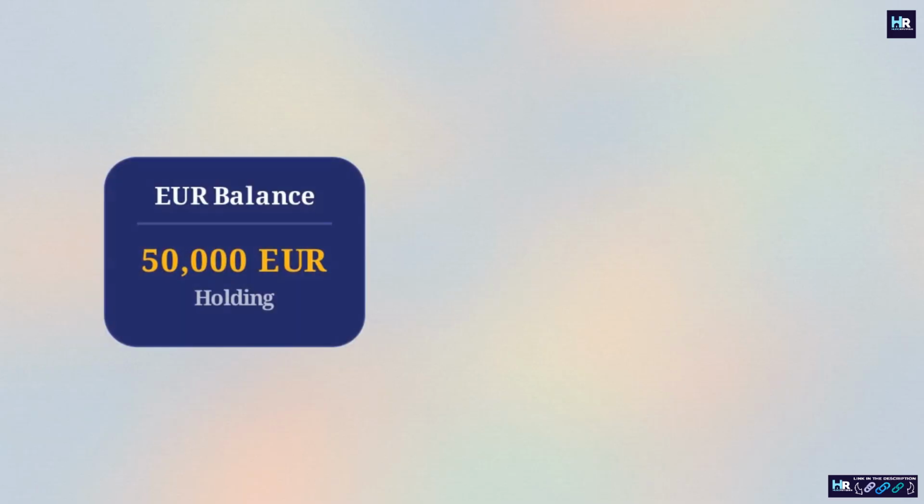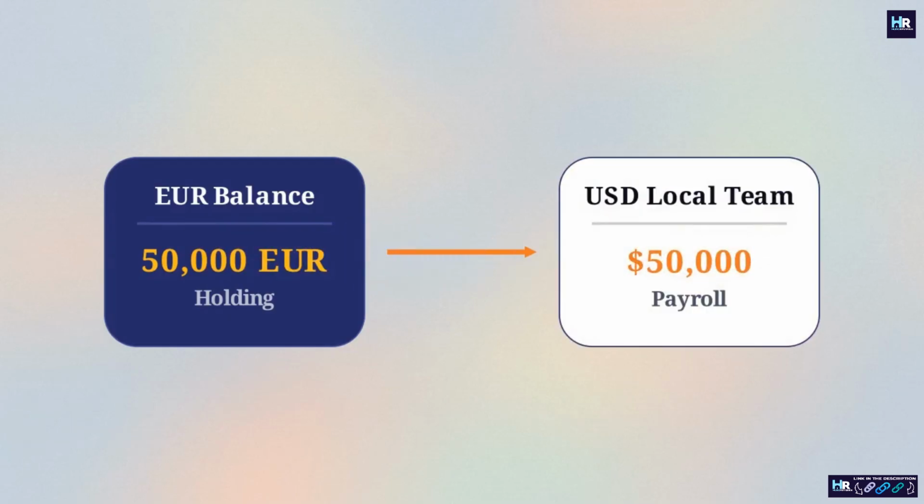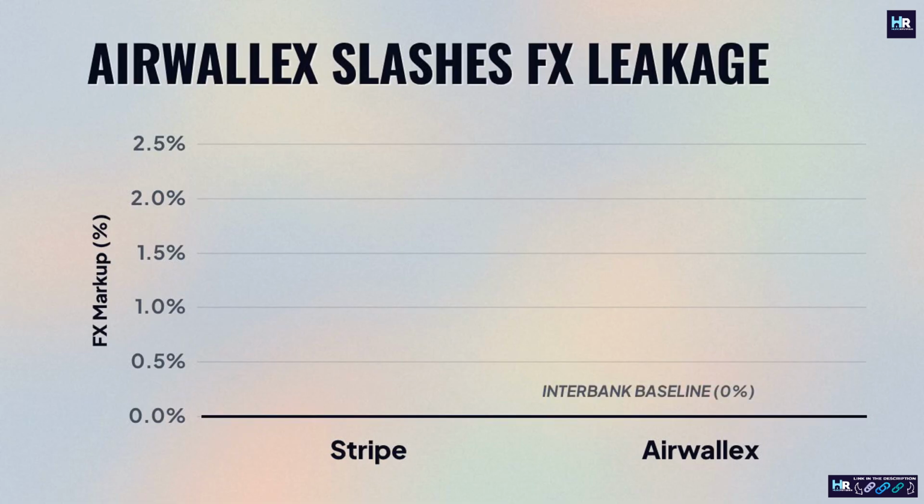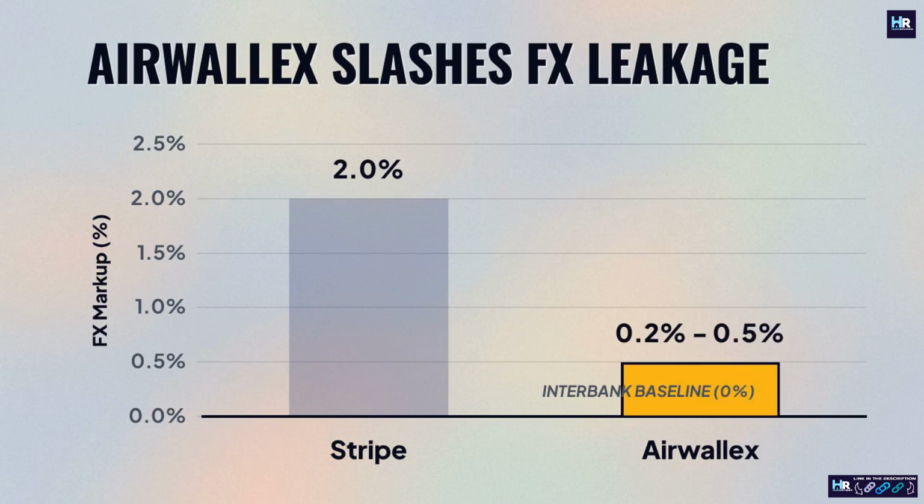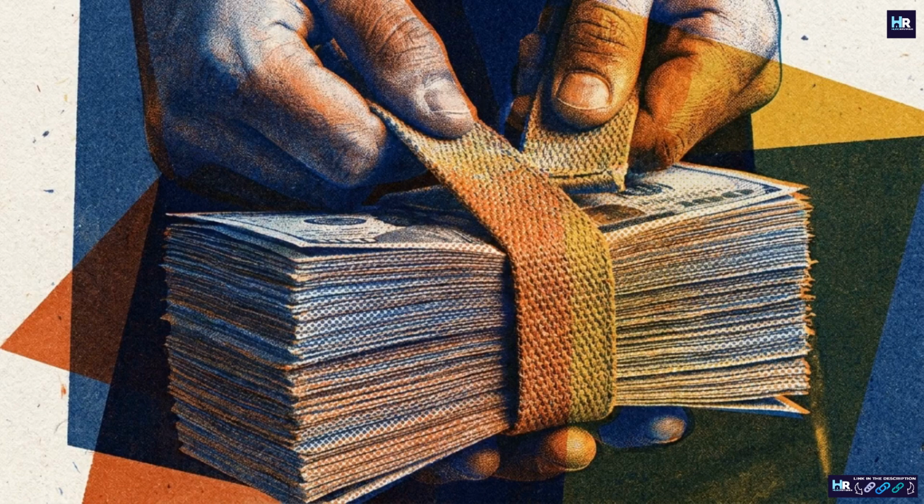This leads to the second round, the actual cost of currency conversion. Eventually, you'll need to convert $50,000 worth of that euro balance into dollars to pay your local team. Stripe's FX spread is typically around 2%. Airwallex uses interbank routing with a transparent markup between 0.2 and 0.5%. By waiting to convert until you actually need the funds, you retain hundreds of dollars on every bulk transfer.